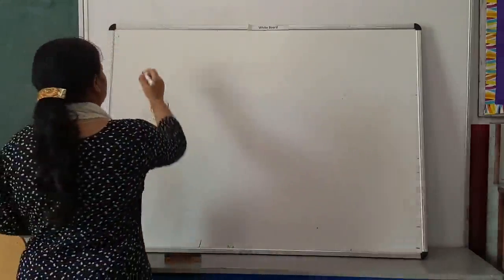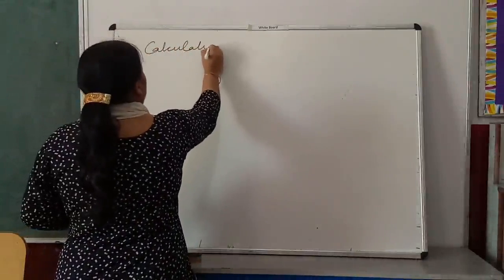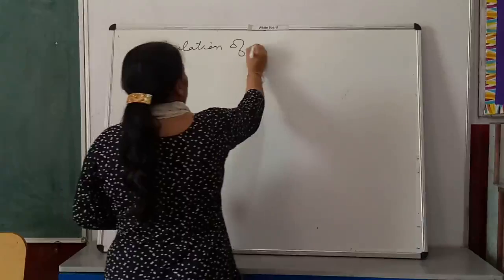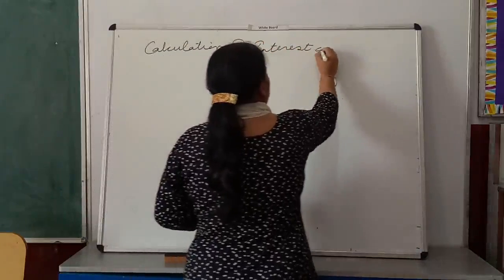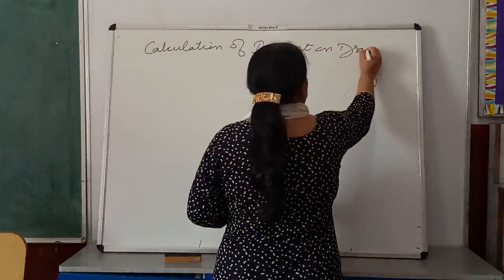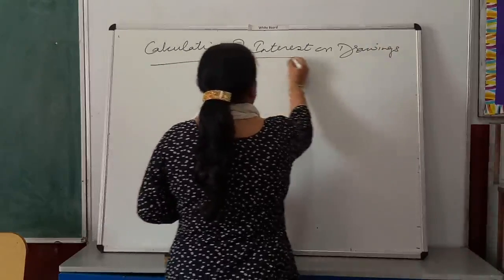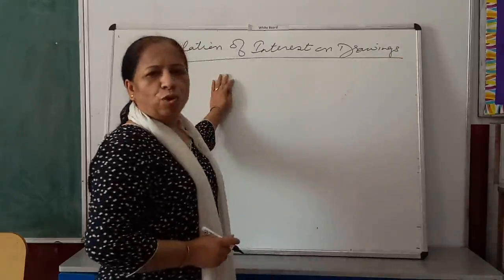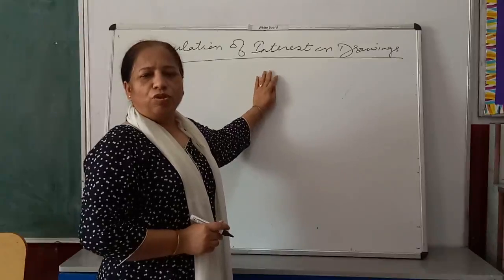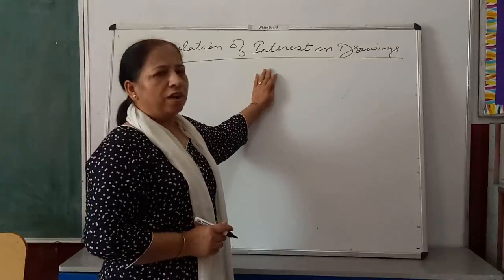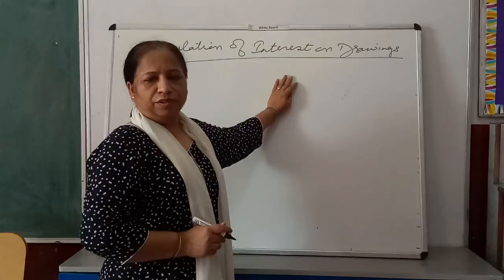Our topic is calculation of interest on drawings under accounting for partnership firm fundamentals. Interest on drawings is one part under accounting for partnership firm fundamentals, right?